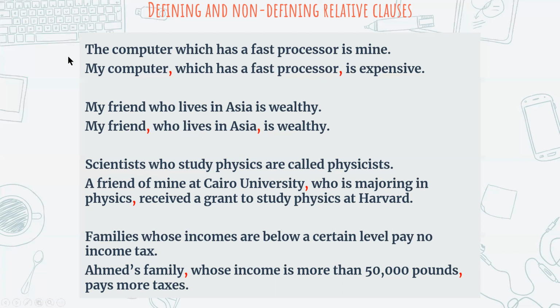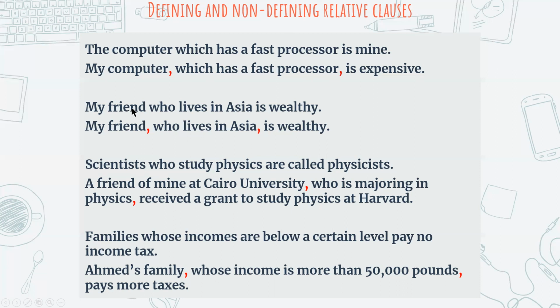I could go and say my computer is expensive and that's it. You understand what I'm talking about, right? Unlike the first one, the computer is mine. What computer? What are you talking about? Right? But the second one, this information in the non-defining relative clause is extra information. The listener could still understand you if you leave it out.